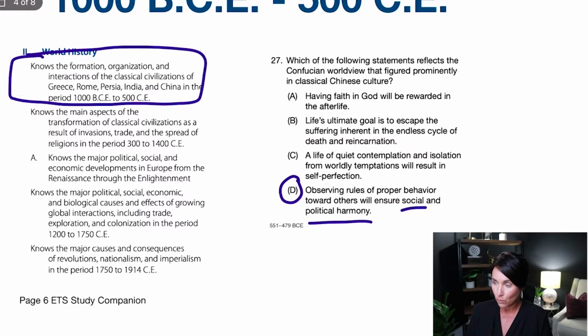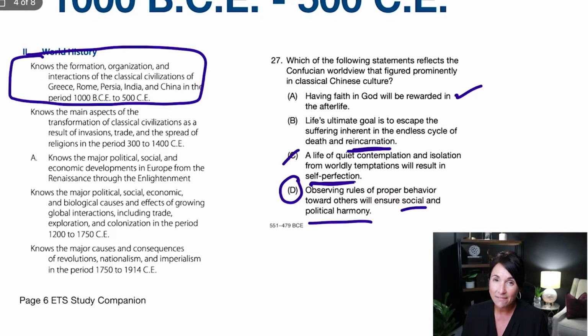Now, having faith in God will be rewarded in an afterlife. That's kind of like the Christianity view. Life's ultimate goal is to escape suffering inherent in the endless cycle of death and reincarnation. Reincarnation is not really about the Confucian worldview. And then C, a quiet life of contemplation and isolation from worldly temptations will result in self-perfection. Again, self-perfection tends to raise a red flag, so I would probably cross that off. But you're going to definitely want to take a look at Confucianism because it is a big part of this era, and you may get 1 or 2 questions on Confucianism. So definitely check that out.